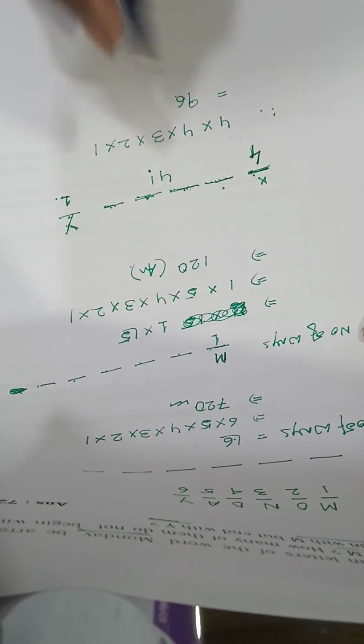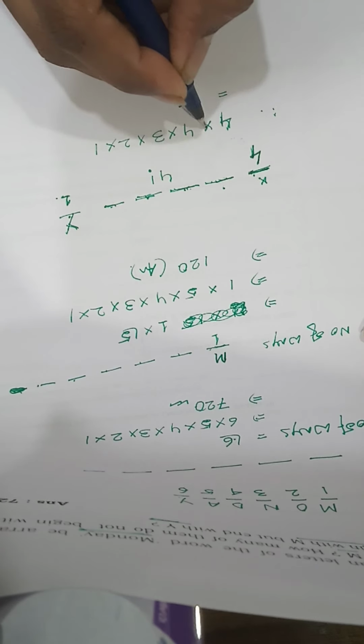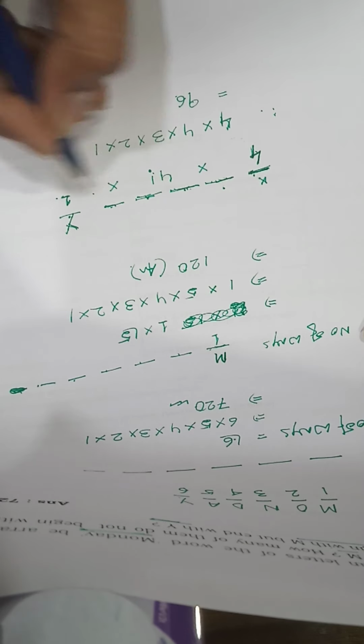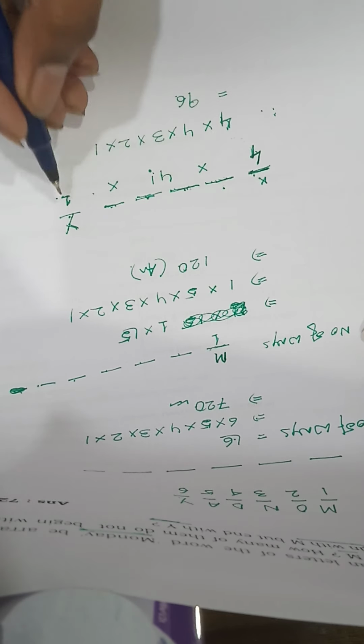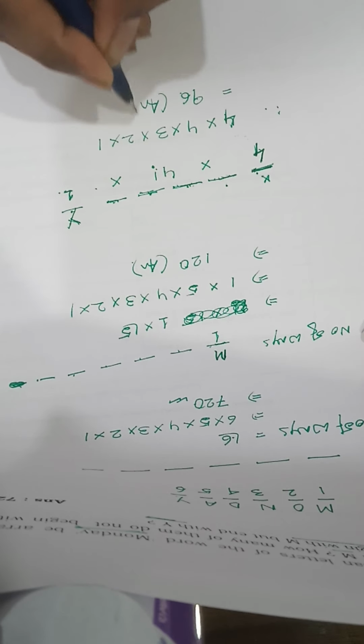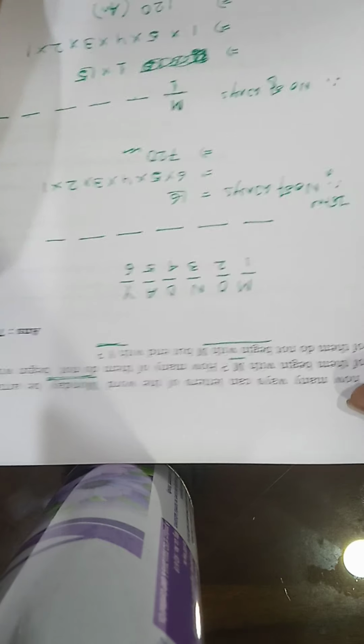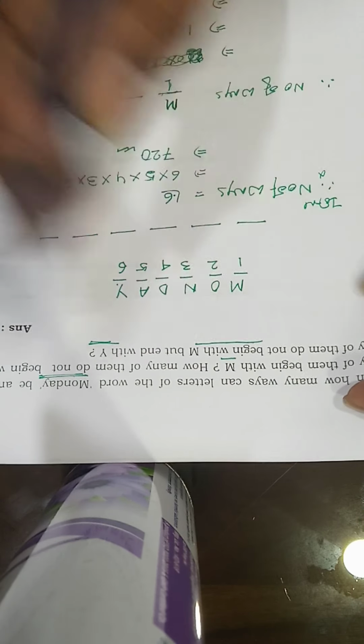So there is 4 factorial, 4 into 4 factorial into 1. We can write as 4 factorial into 4 into 1. So the answer will be 6. Again, I clarify this: how many of them do not begin with M but end with Y.